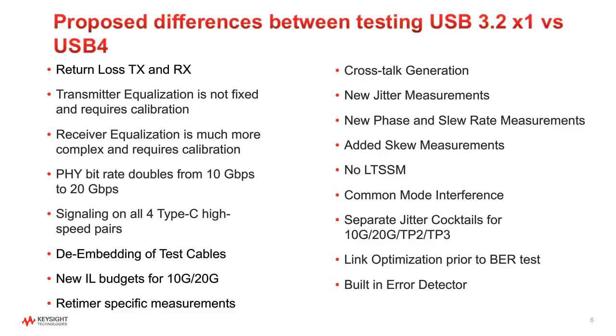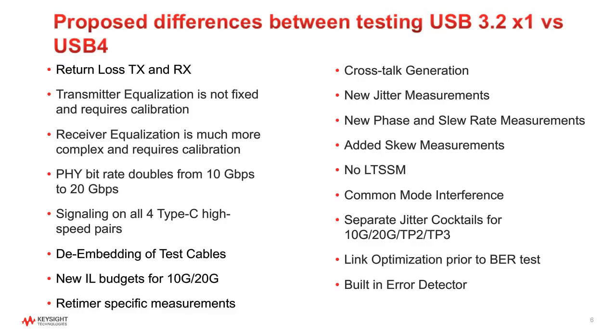You need to de-embed the test cables, and the reason is there is very little margin. I think we all remember the days when we first started testing 5 gig and most products failed. And of course, we all went to USB 3.2 Gen 2. We started testing 10 gig and early silicon. A lot of products failed.